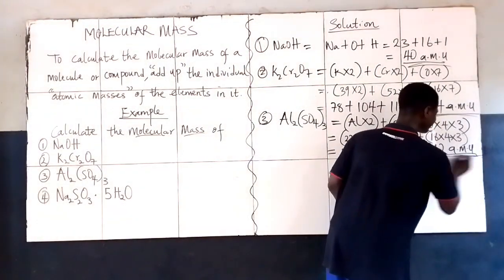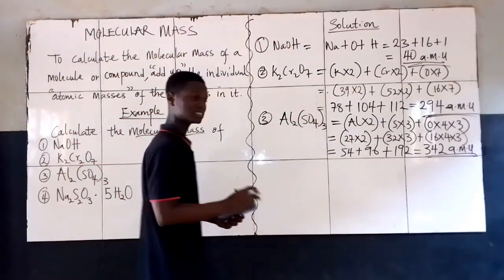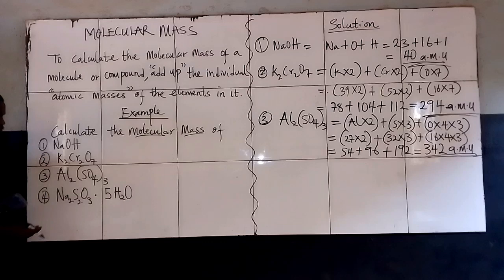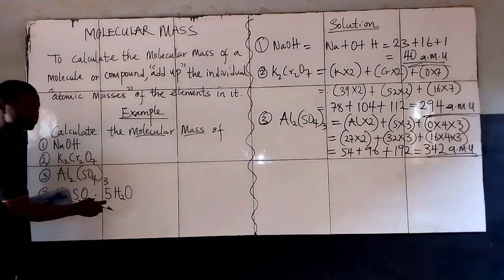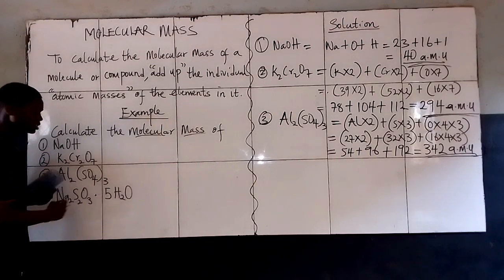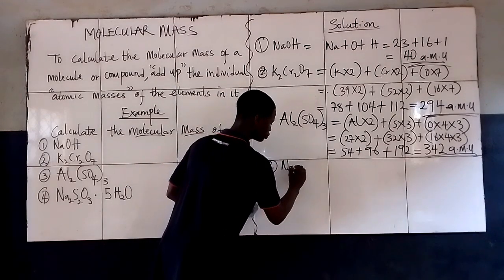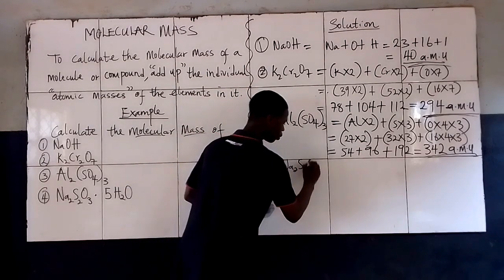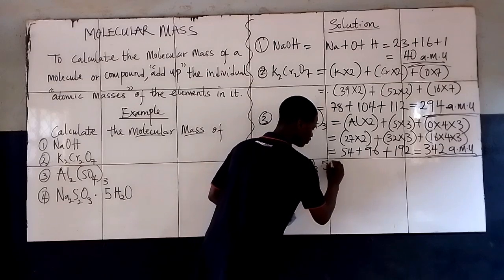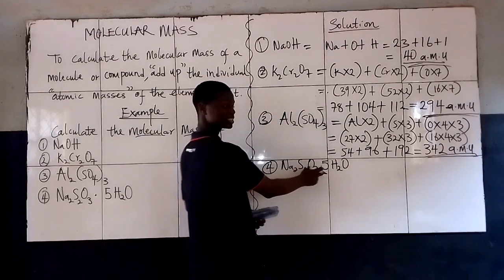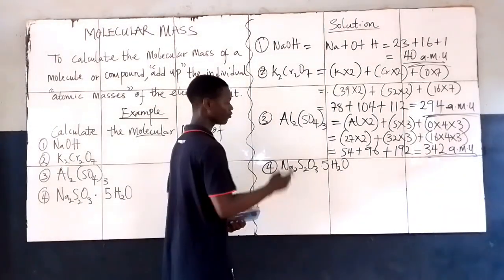So this is the answer to this question. This is the answer to this question. Lastly, under this, we have to find the molecular mass of what? Sodium thiosulfate pentahydrate. So this is the compound. I'll come and reproduce it here. This is Na2S2O3.5H2O. That's why it's called pentahydrate. Pentahydrate. That's water. 5 water.